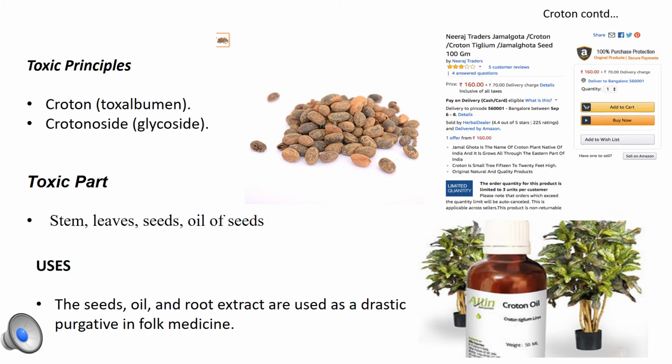The seed oil and the extracts are used as a drastic purgative in folk medicine. Purgative means usually for inducing vomiting or diarrhea. So these are usually used in folk medicine.